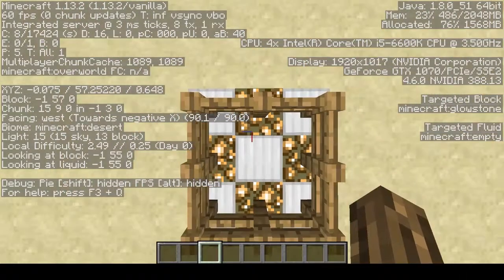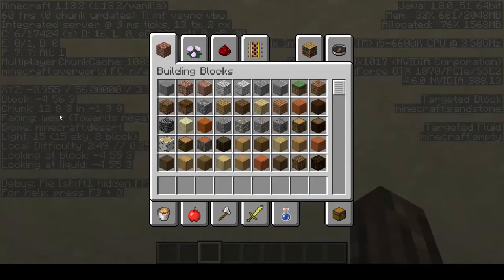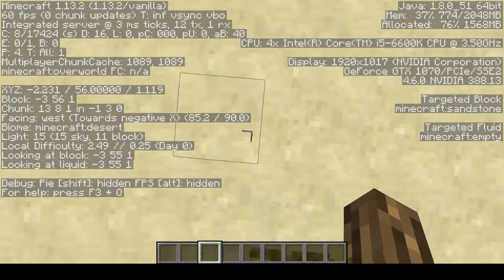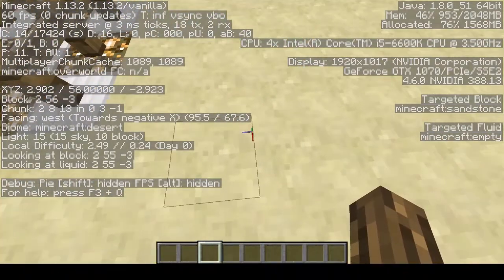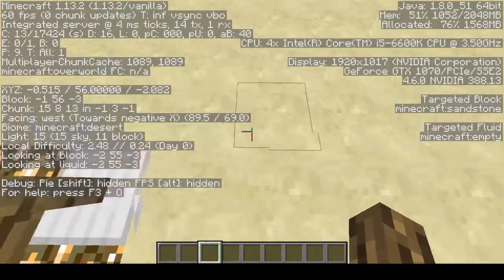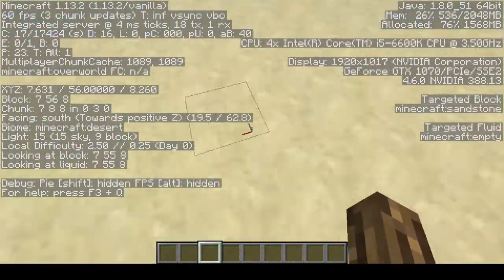If I move to this chunk, I'm at the -1 chunk here, and it keeps track of where I am within that -1 chunk. And then this is the -1 in the Z direction chunk. So then this way is the 0, 0 chunk, the entire 0, 0 chunk.